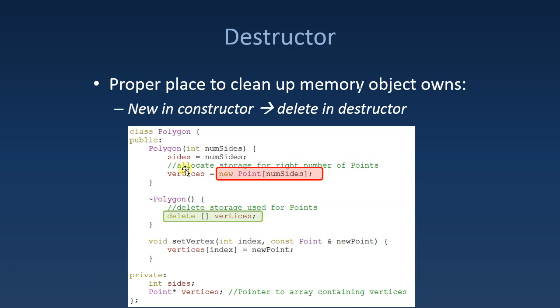So if my constructor allocates memory, it's pretty much a given that I'm in charge of that memory, and in my destructor, I need to delete that array. I've allocated an array, so I'm going to delete that array. And that way, anytime my variable goes out of scope if it's on the stack, or I call delete on my polygon that's on the heap, we're going to clean up the array that my object was managing.